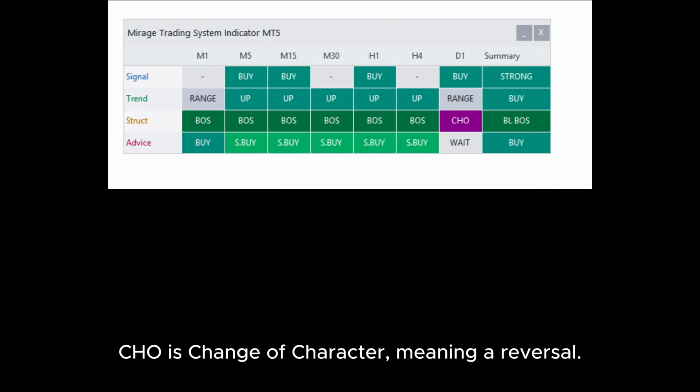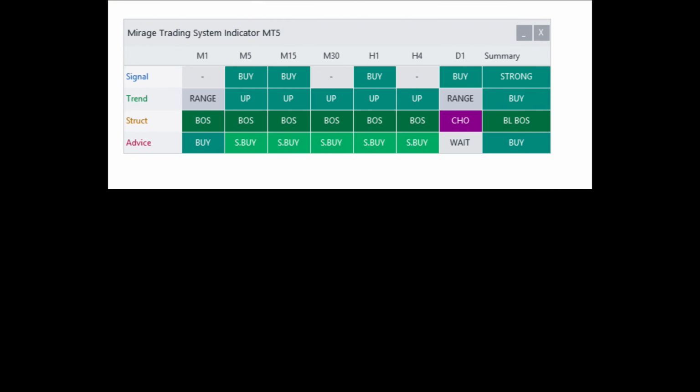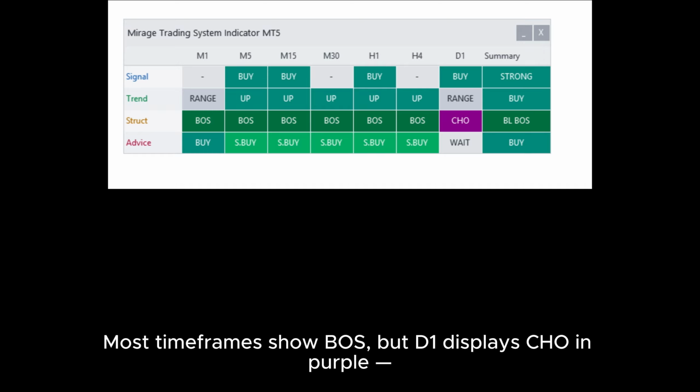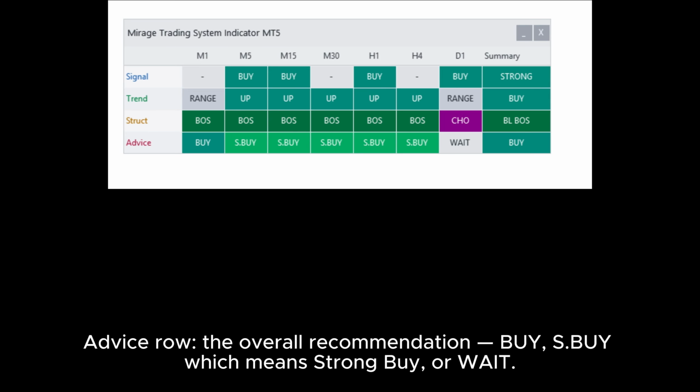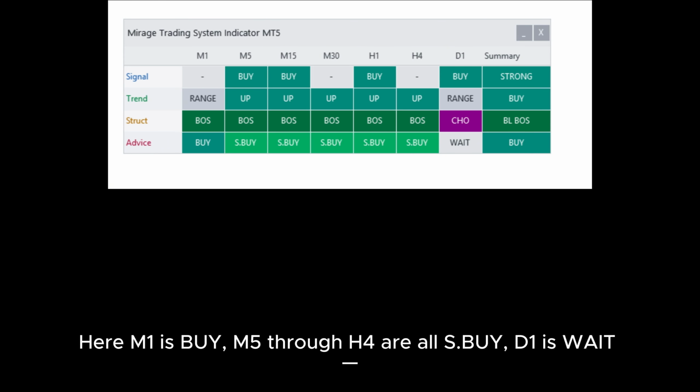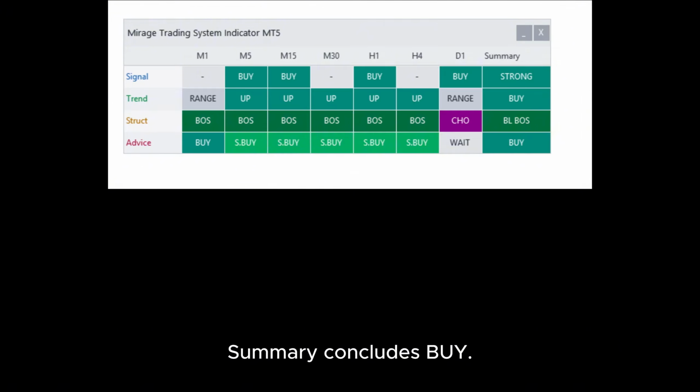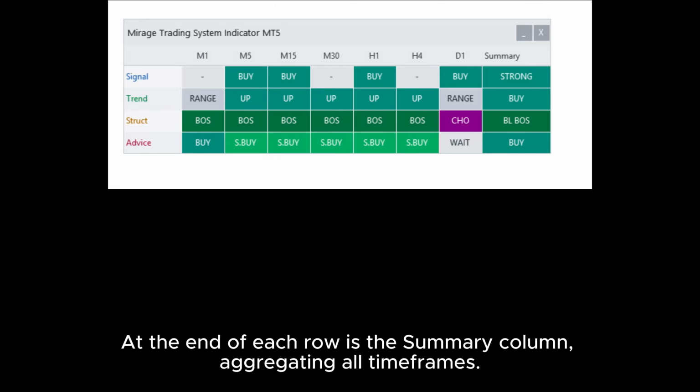CHoCH is change of character, meaning a reversal. Most timeframes show BOS, but D1 displays CHoCH in purple, indicating that D1 has just reversed. Summary is BL BOS, bullish BOS. Advice row, the overall recommendation: buy, S buy, or wait, where S buy means strong buy. Here M1 is buy, M5 through H4 are all S buy, D1 is wait. Summary concludes buy. At the end of each row is the summary column, aggregating all timeframes.